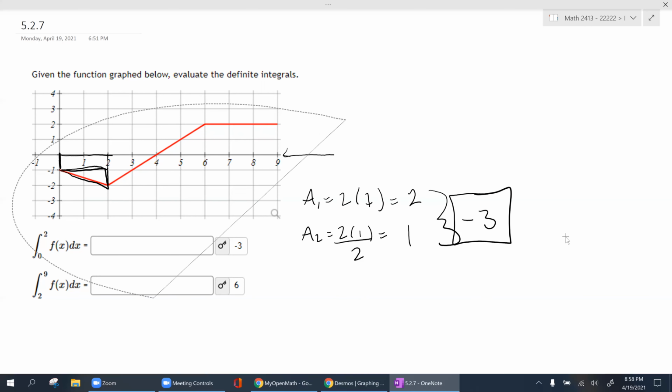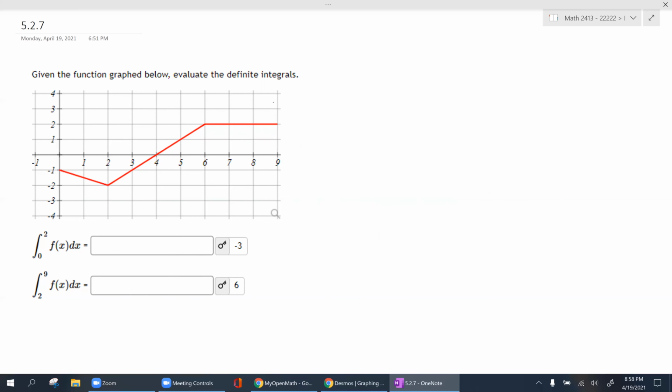So you may be asking, what do I do if I go between 2 and 9, where I have area that is below the axis and then it transitions to above it? We'll take it a step at a time. I would come here and focus on this area first. I can draw a perfect triangle from here. So for this area 1, it's base of 2 times height of 2 divided by 2, which is 2, but it's negative 2 because it's under the axis.